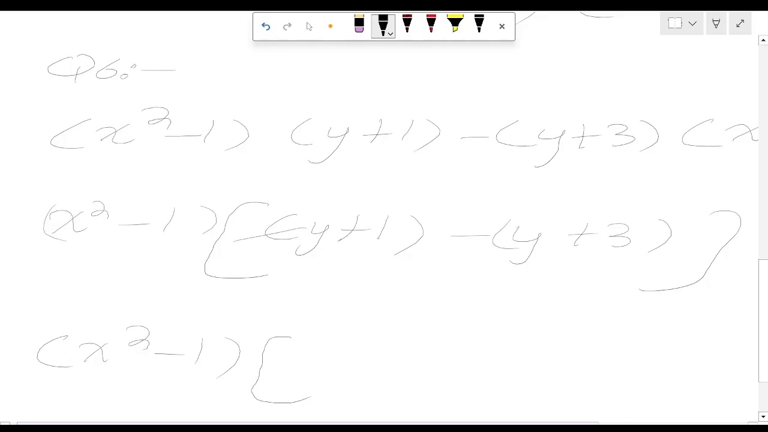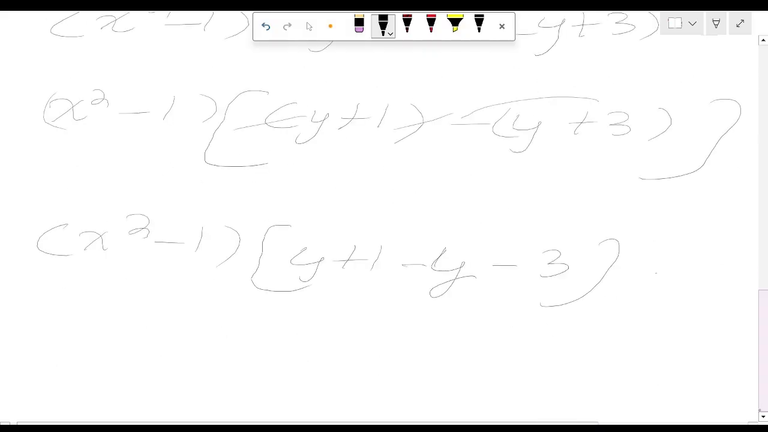By removing the first round bracket, we will just have y plus 1, and by removing the second, this minus sign will also apply here. So minus plus will be minus, so I can write y minus 3.